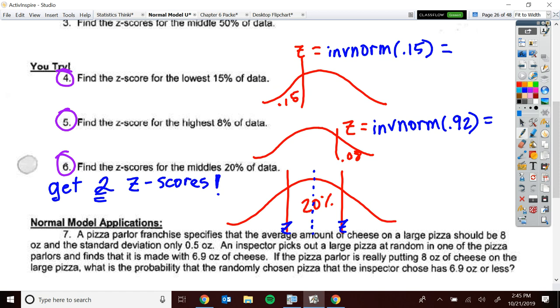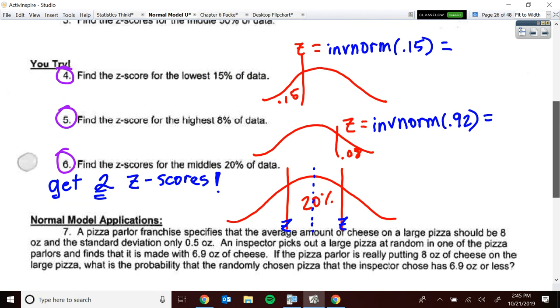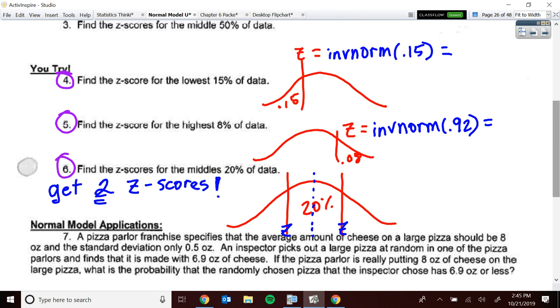All right, so let's see what's happening on number six. If this is the mean here, of course, in the middle, and you have 20% around the mean, how much is on either side of it? So this is 10% on the left and 10% on the right. So then that technically means this left-hand z-score is above how much area? That's the key. How much is that area there? 40%.